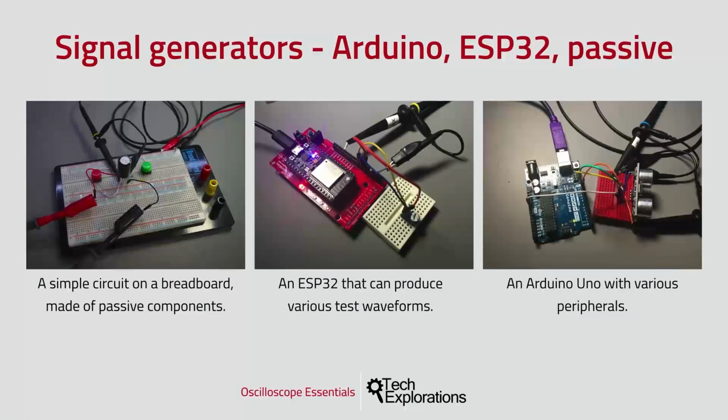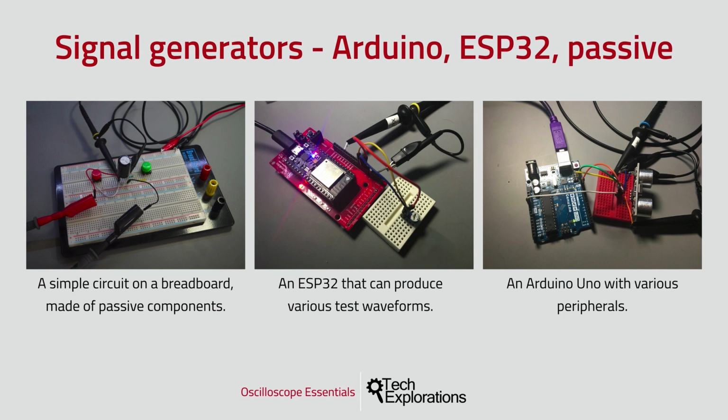So here's the second class of hardware that you need in order to complete this course, and it's something to generate signals. On the left side here, I've got just a breadboard with a few passive components on it, just a capacitor and a resistor. And that is one option. I'll be using this option to show you some of the very basic features of an oscilloscope, such as triggering, for example, and it's really easy to assemble. You'll have a test signal generator in no time.